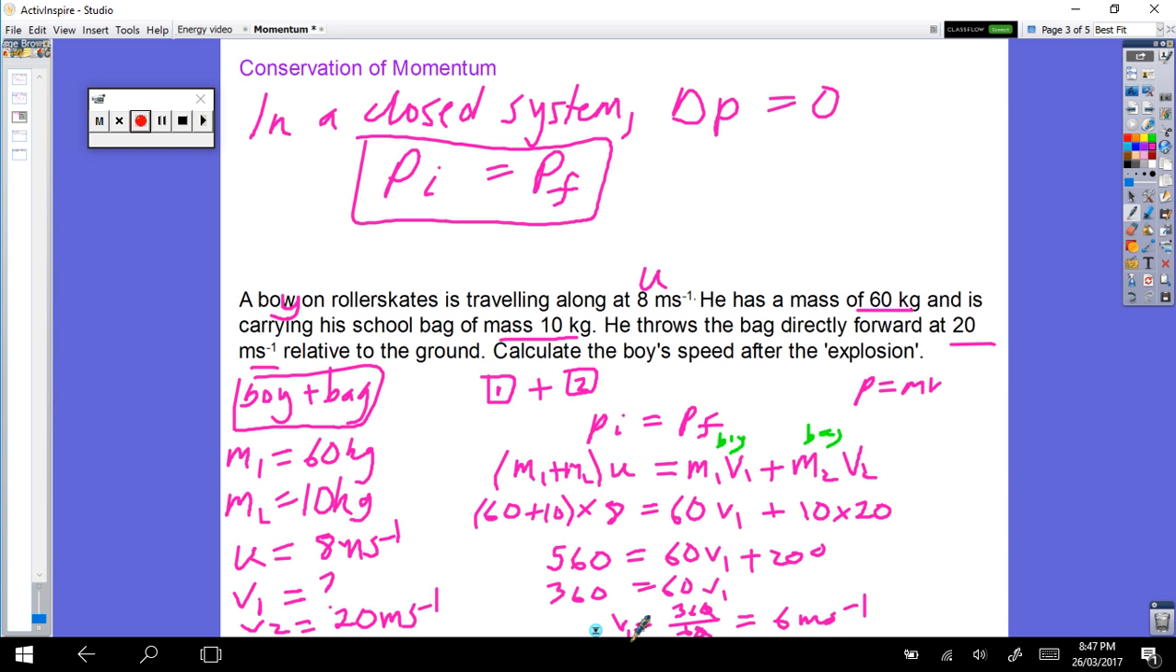We now know what the boy's speed or velocity was after the explosion. I did say speed, so you could just answer 6 meters per second, but we haven't had a change in sign, so it must be going forwards, in the same direction he threw the bag, and in the same direction that he was originally travelling. So there's been no change. Okay.